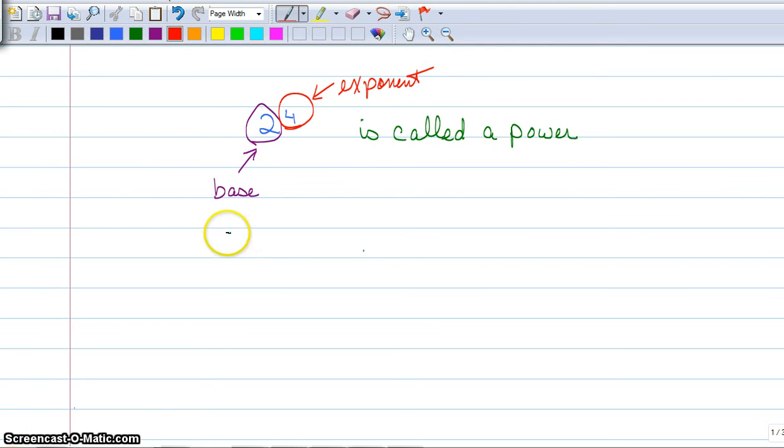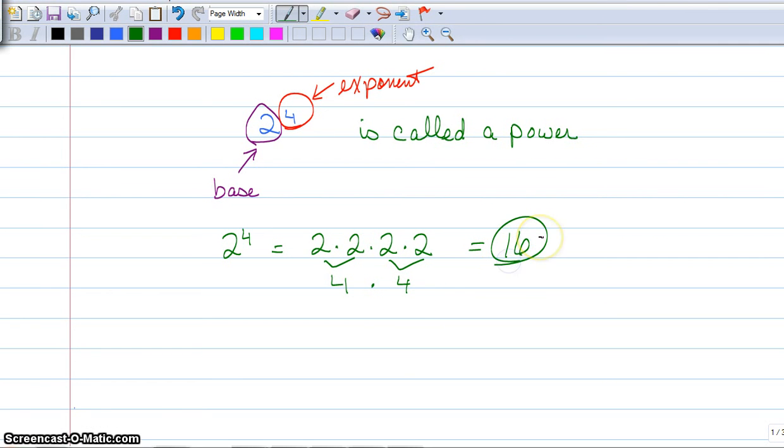So 2 to the 4th power means that I have 2 times 2 times 2 times 2. I have 4 factors of 2. Now if I'd like to evaluate this, 2 times 2 gives me 4, 2 times 2 gives me 4, and then 4 times 4 is equal to 16.